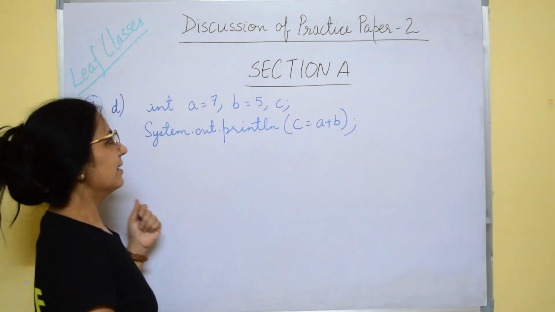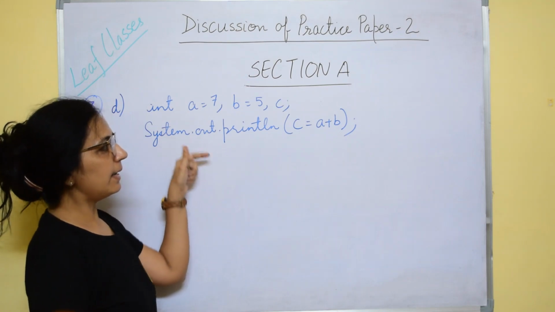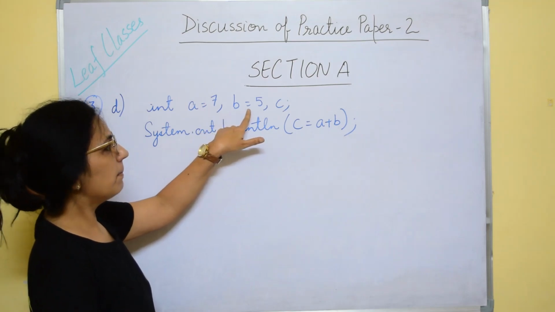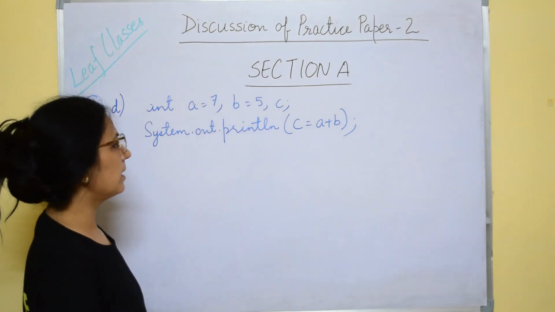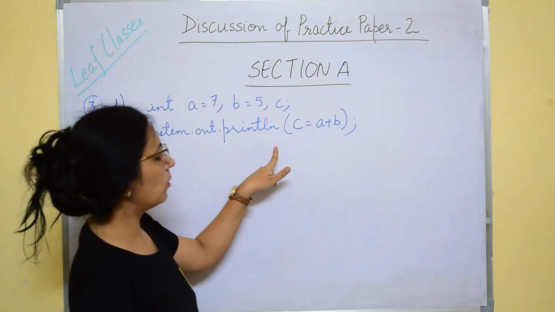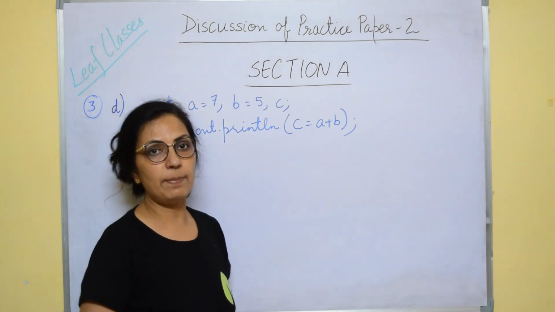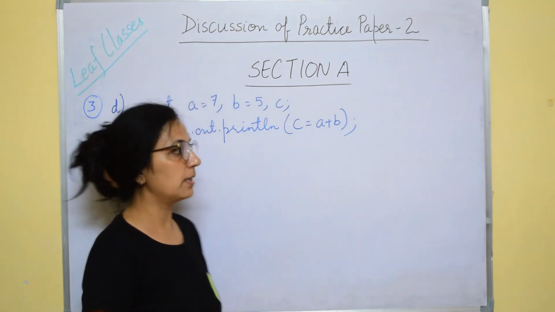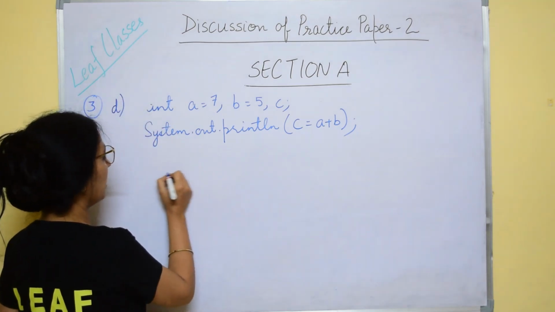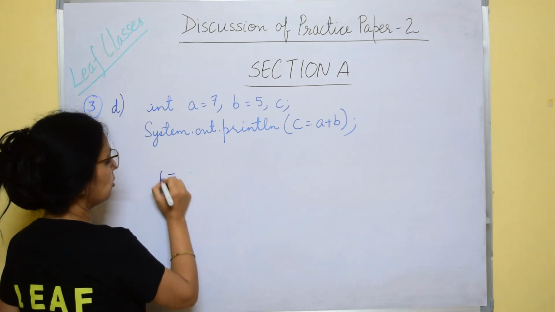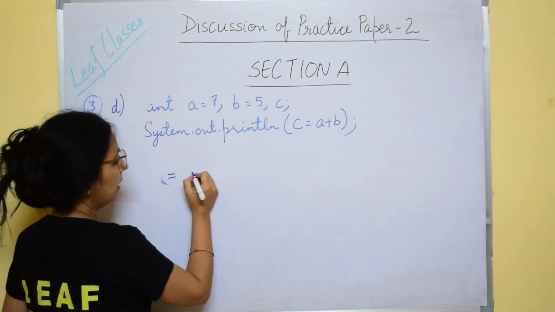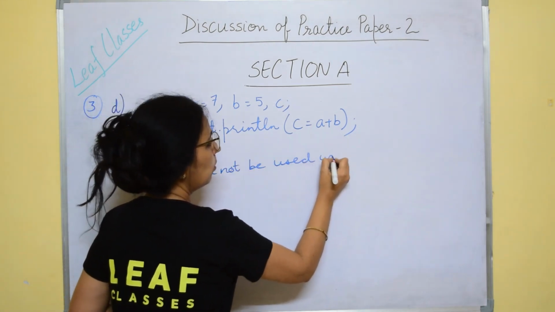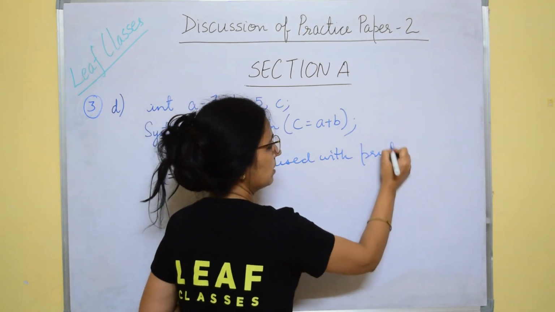Okay? D part, you have to find the errors in these statements. The first one is correct, int a = 7, b = 5, c. There is no error in this. The second statement, System.out.println(c = a + b). With a print statement, we can never ever give an assignment operator. So here you can write that this assignment operator cannot be used with print statement.